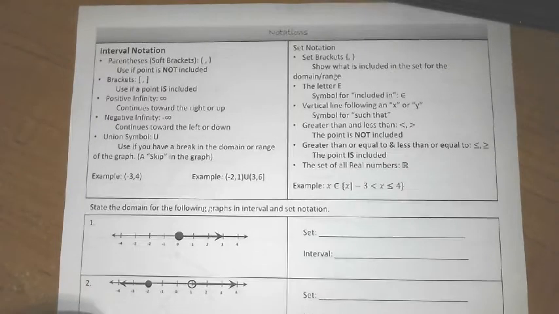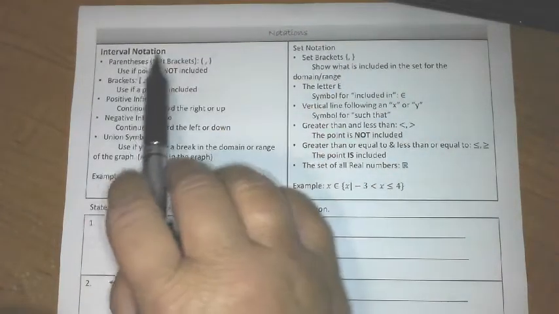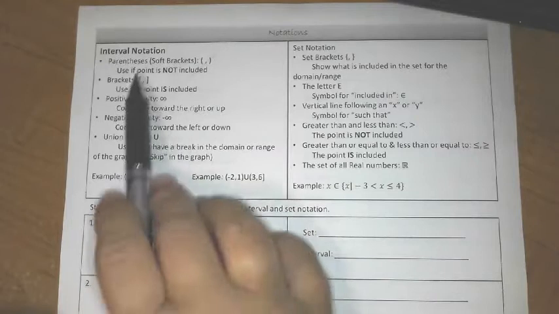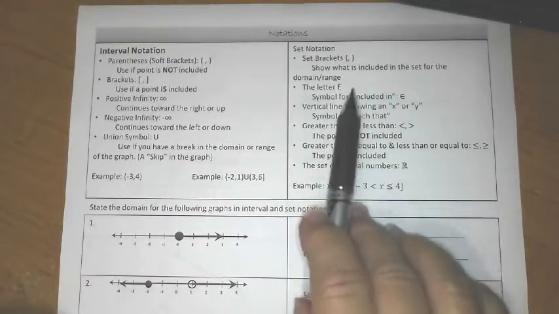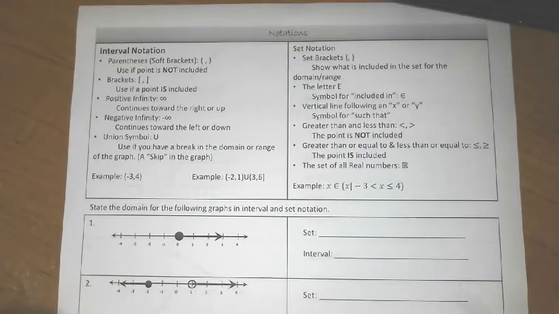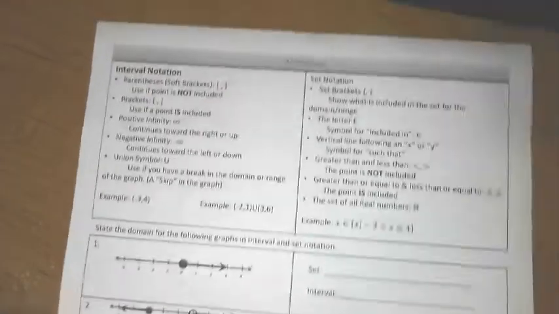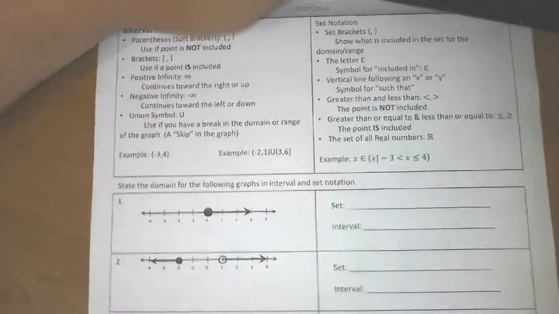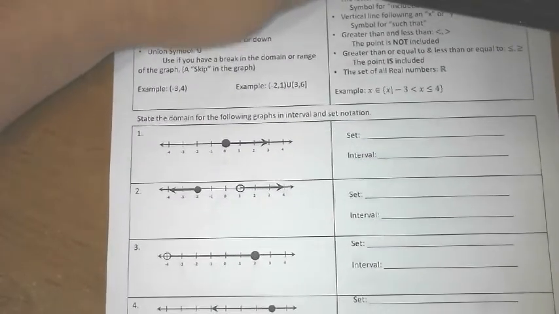Our notes today are going to help us with the notations that are going to be used in Algebra 2. So if you look, there are notes on interval notation, and I'll touch on all of these, and there are notes on how to do set notation if you need to refer back to those. So here's what we're going to look at. Number 1, state the domain for the following graphs.